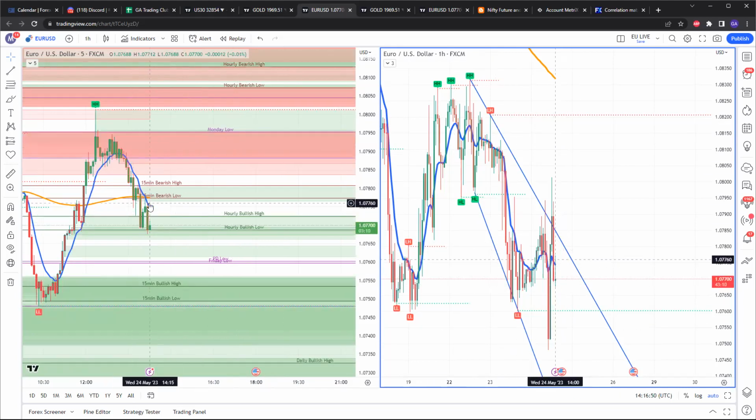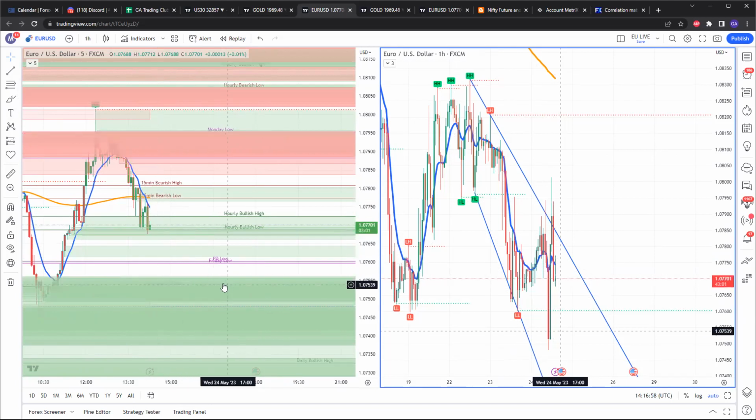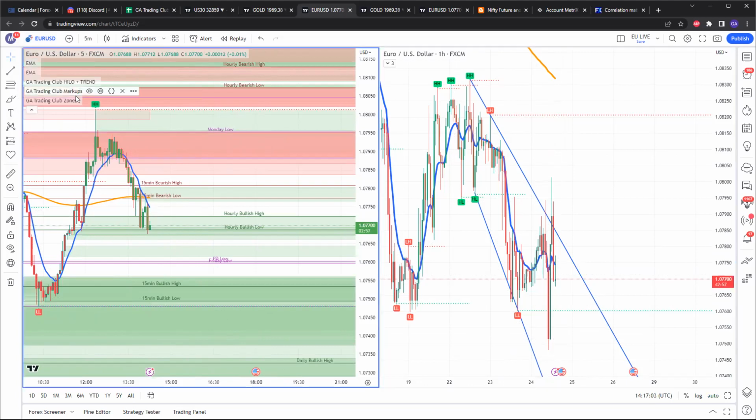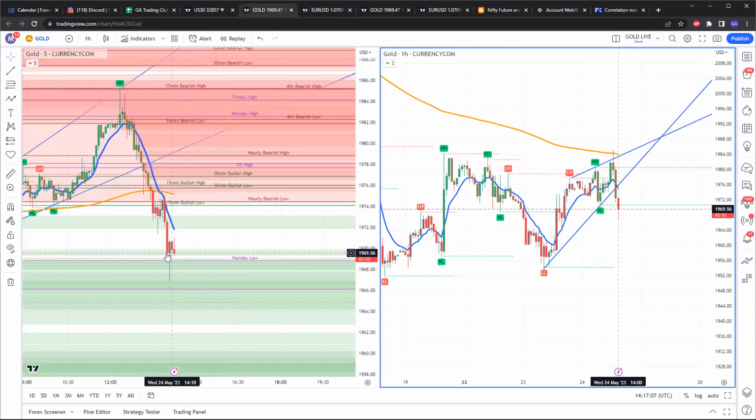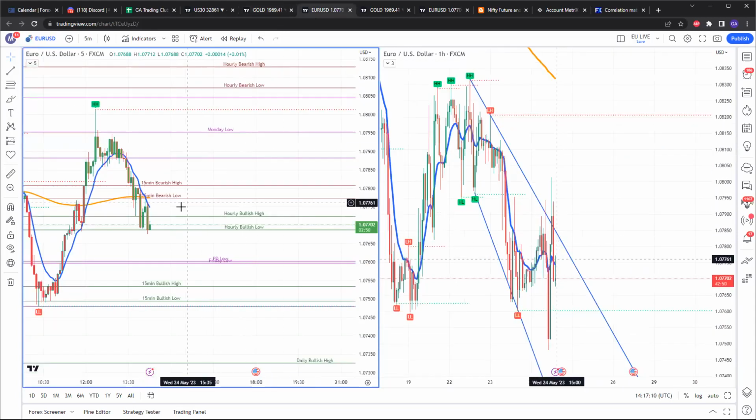So for me, if you ask me, this is not a death cross that I would take on EU, because we have an hourly bullish high and low. We have the price around demand zones, and also price right here at the bottom is around demand zones. So you can see the difference why this death cross on gold was more valid than this death cross currently on EU.